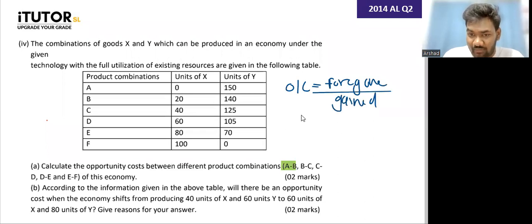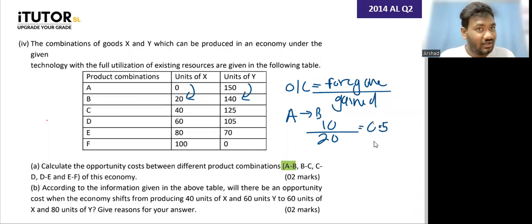So when you go from A to point B, what are you foregoing? You're sacrificing 10 units of Y. What are you gaining? 20 units of X, 0 to 20. So what is your opportunity cost? Your opportunity cost is 0.5, 0.5 what? Always give opportunity cost based on what you're sacrificing. So what are you sacrificing? Y. So 0.5 units of Y. Okay, that is how you do it.